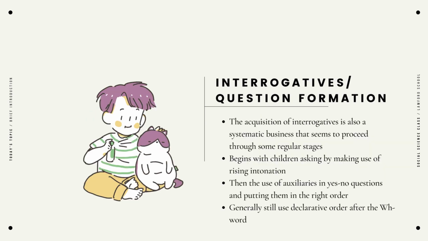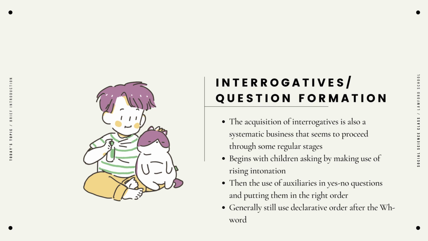Of course, after expressing negation, a child also learns along the process how to ask questions, such as interrogatives. The acquisition of interrogatives is also a systematic business that seems to proceed through some regular stages. At first, children seem to ask questions by using rising intonation, which basically refers to the rising pitch at the end of their words, such as, more milk?